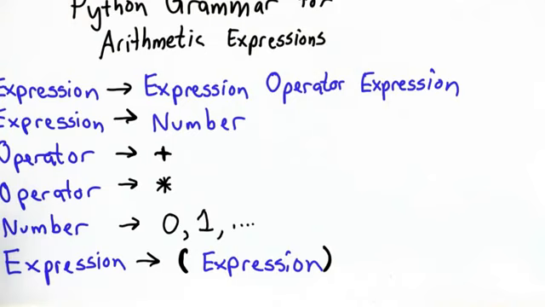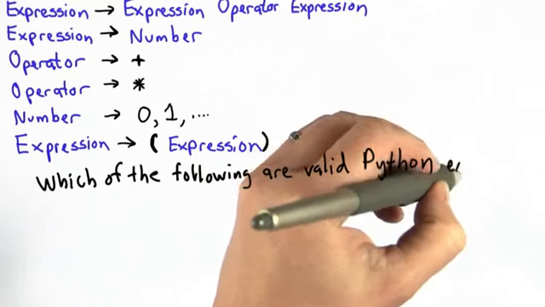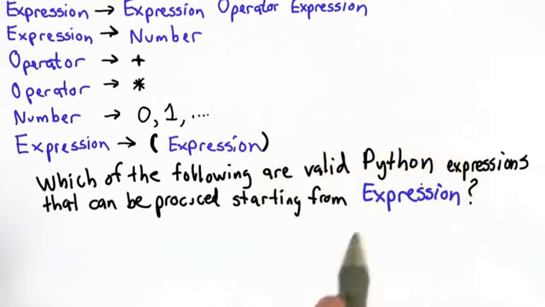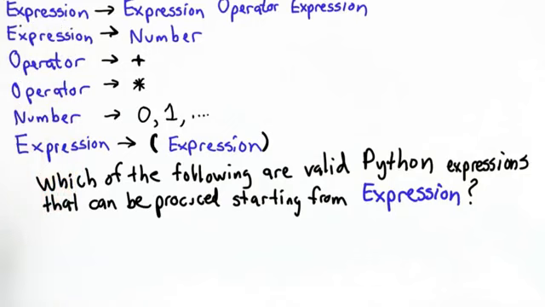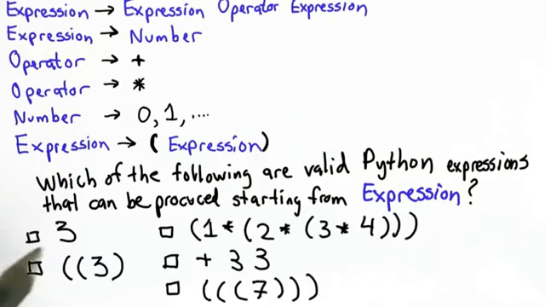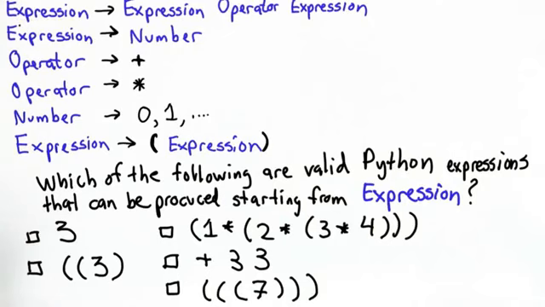So we're going to have a quiz to see that everyone understands the grammar. So the question is, which of the following are valid Python expressions that can be produced starting from expression using the grammar rules? So here are the choices. There are 5 possibilities. Check all the ones that are valid expressions that can be produced from this grammar starting from expression. You can try your answers in the Python interpreter if you want, but first see if you can figure it out for yourself which ones are valid.